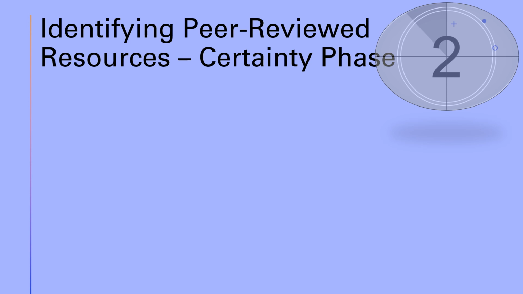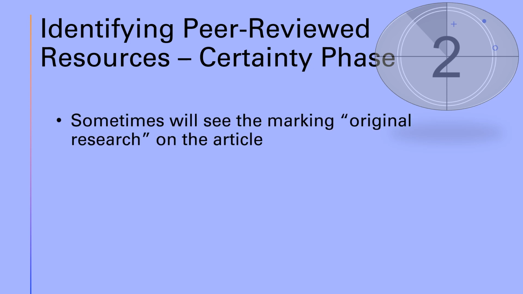So let's talk about how we better identify resources that are peer-reviewed with more certainty. First, look for markings that state it's an original research article. Oftentimes, journals will actually mark original research in a way. You might notice it at the beginning of the article. It may be somewhere on the first page, but if you can see that, then you will know with certainty that this has been peer-reviewed.